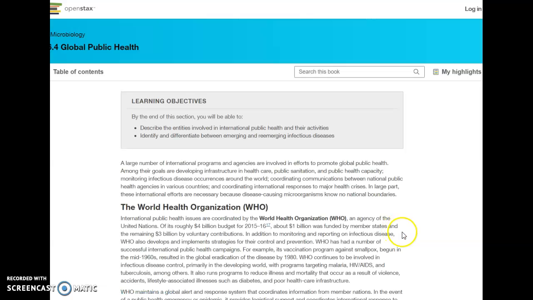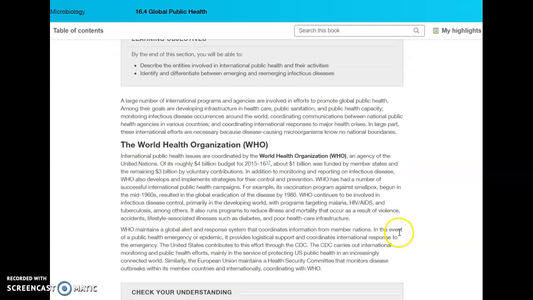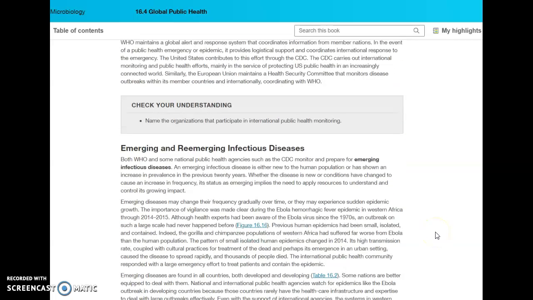So we have the World Health Organization. I've also included a link to it for you. The World Health Organization coordinates international public health issues. So we have the CDC for the United States and then the World Health Organization on a global scale. It maintains a global alert and response system, provides logistical support, coordinates international response, and then of course we contribute to that through the CDC.